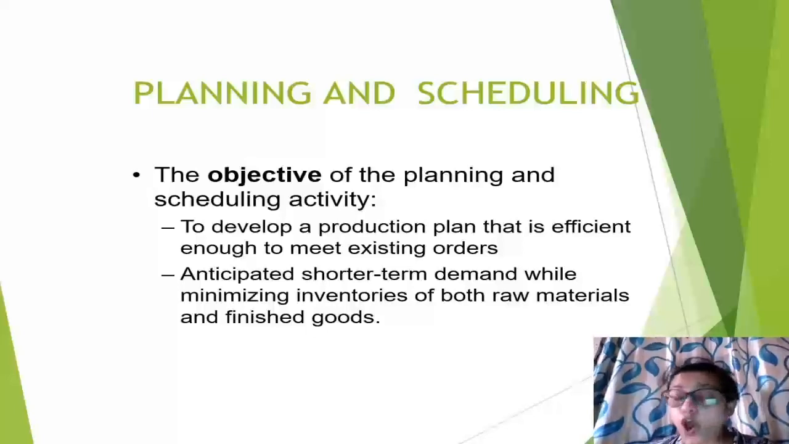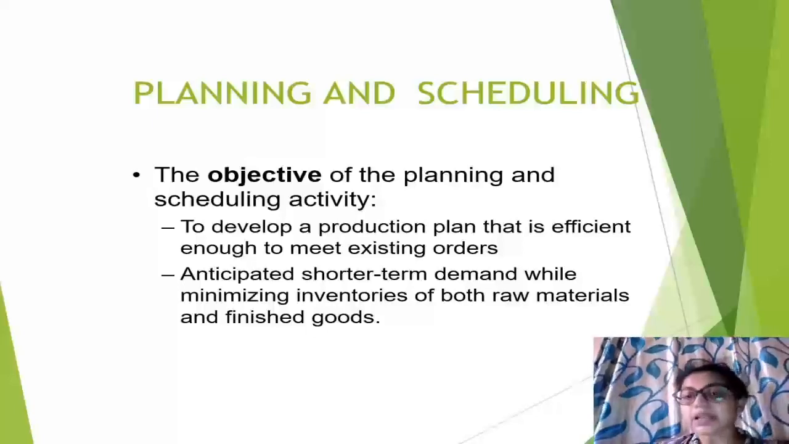Planning and scheduling. The objective of the planning and scheduling activity is to develop a production plan that is efficient enough to meet existing orders. You need to make a plan. Say about the automobile industry, car manufacturing. Based on the existing order, when we book a car, we do not get that car right then. They say, sir, it will take 15 days or 1 month to come from the manufacturer. So based on that, you give the order to the manufacturer, and they make a plan for how much time they need to make that car and hand it over to the customer.